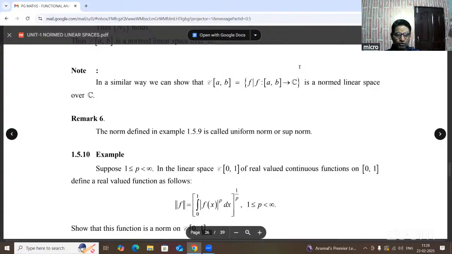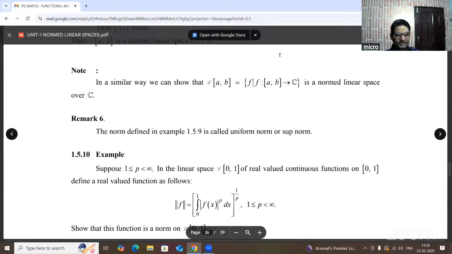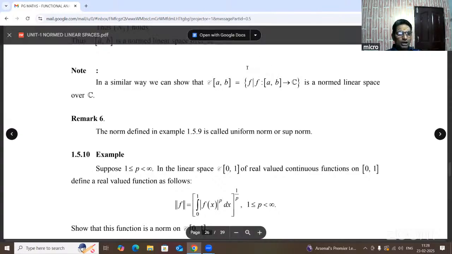That is your practice purpose. Okay, replacing script R by script C. So on the above example throughout the real numbers, this example is the complex numbers of this part. So the above example is called uniform norm or supremum norm. Now in examination, this type of question is also there.